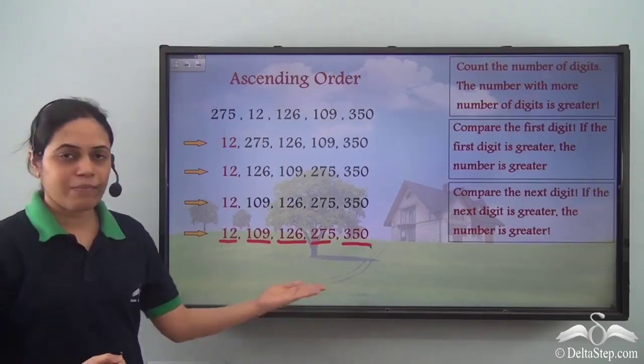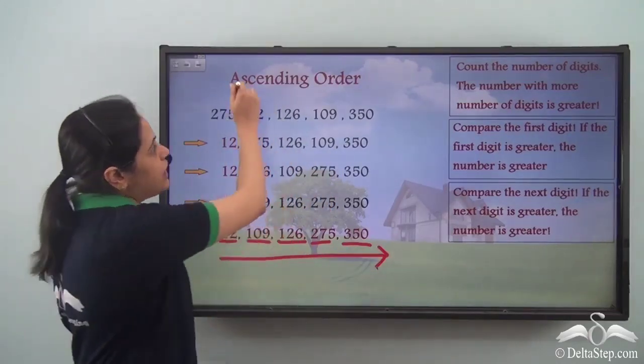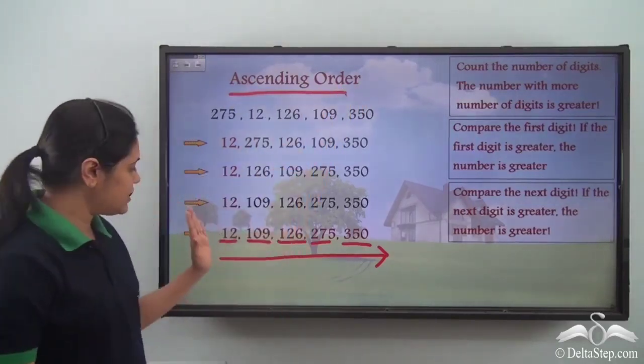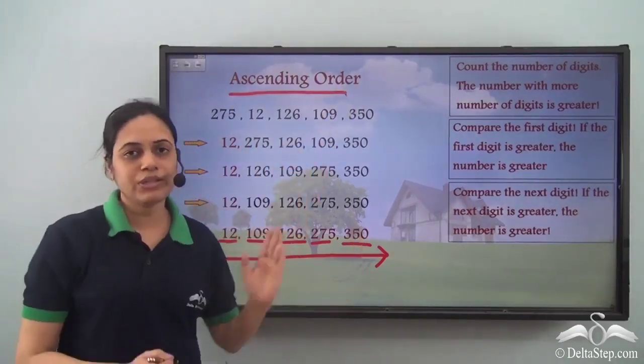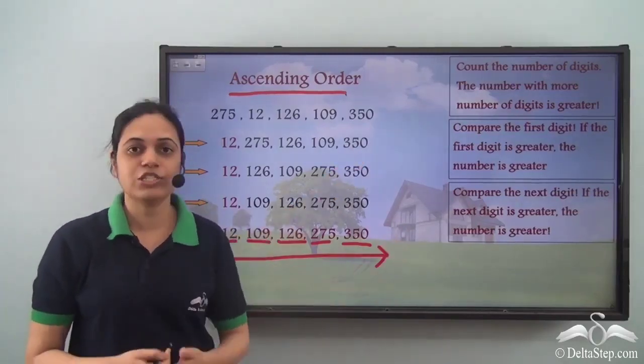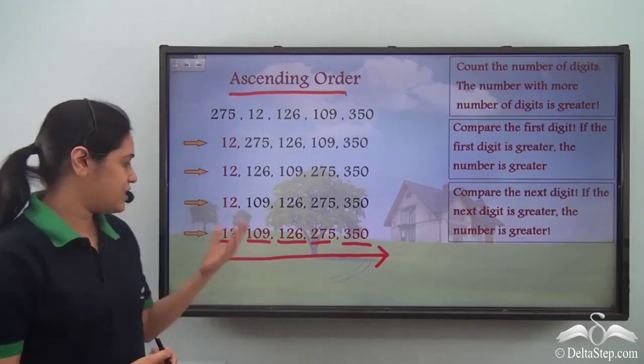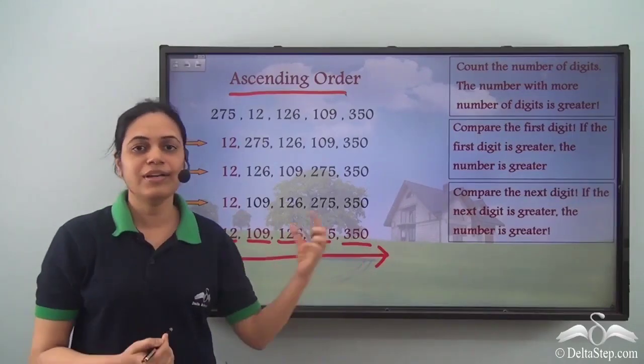So these are the numbers arranged in increasing order or the ascending order. That is from the smallest to the largest number. So this is how, using these tricks, you can arrange the given numbers in ascending order. That is from the smallest to the largest number.